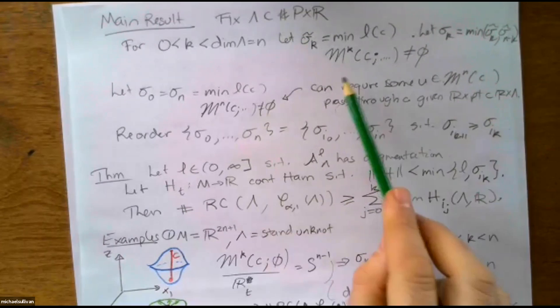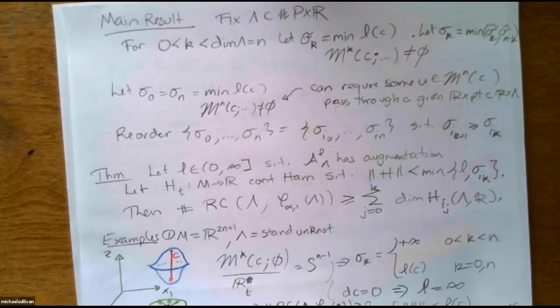But I guess if you want to be totally safe about it, you could say, let's just make it infimum over J. I don't really have any example where that makes it different.